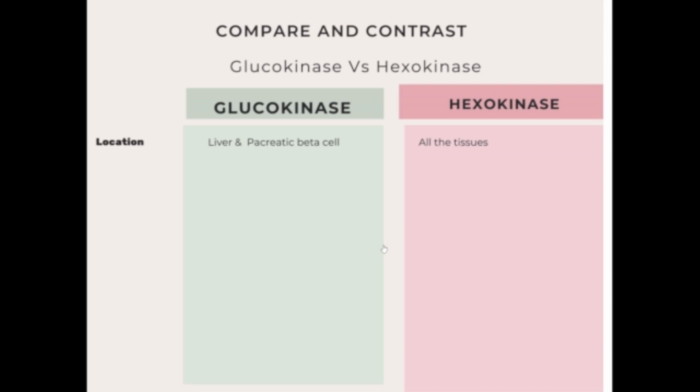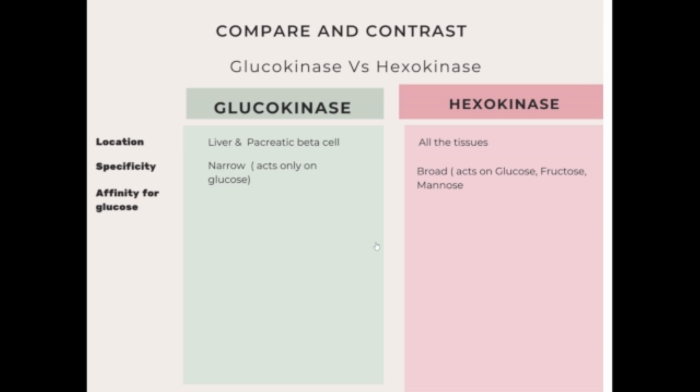So the glucokinase enzyme is present in the liver and pancreatic beta cell only, while the hexokinase enzyme is present in all the tissue. The second difference is specificity. Glucokinase has a narrow specificity. It acts only on glucose, while the hexokinase enzyme has a broad specificity. It will not only act on glucose, but also on other hexoses like fructose and mannose. So hexokinase will act on glucose, fructose, mannose, all the hexoses, while glucokinase will act only on glucose.